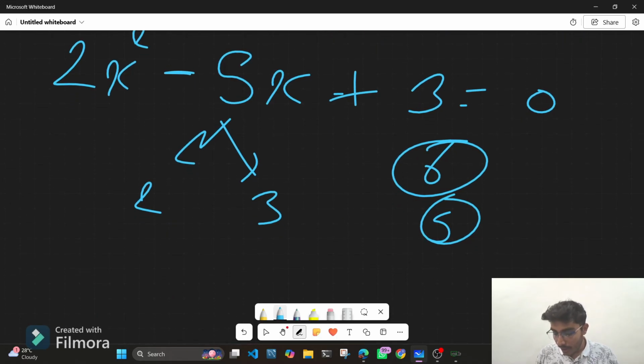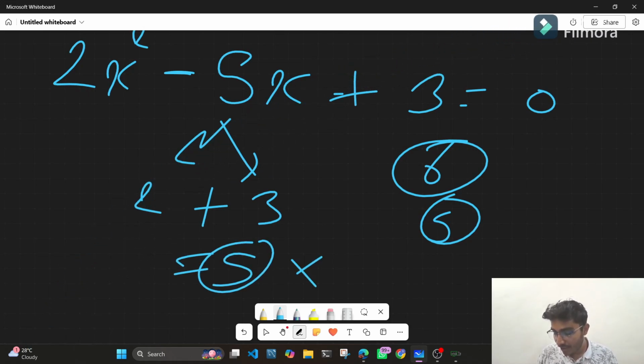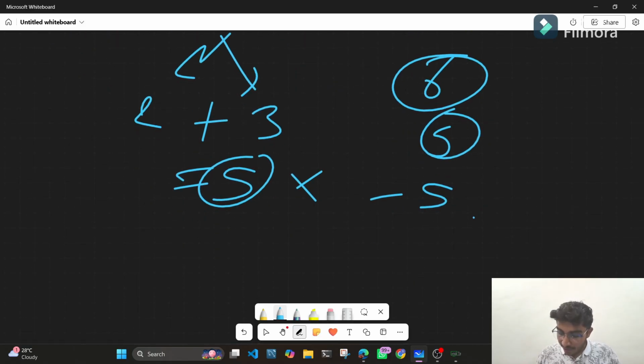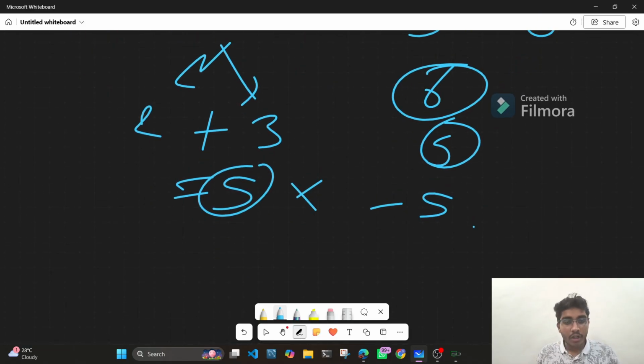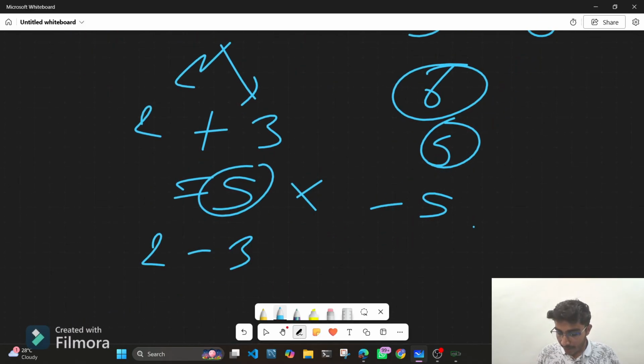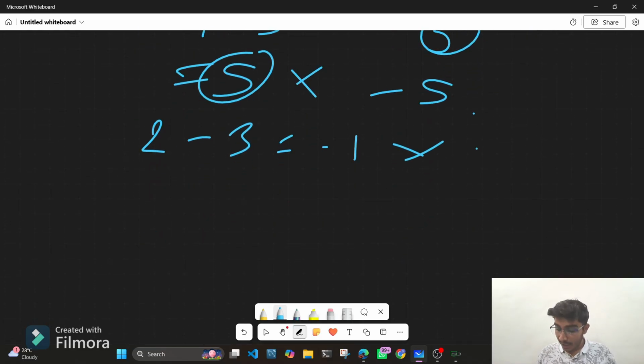But how are we going to do that? If I just add them, I'll get 5. But I need minus 5, so therefore we cannot take just 2 and 3. And if we subtract, we'll not get the value. If we subtract 2 minus 3, we'll get minus 1. So this is also rejected. So how can we do that?